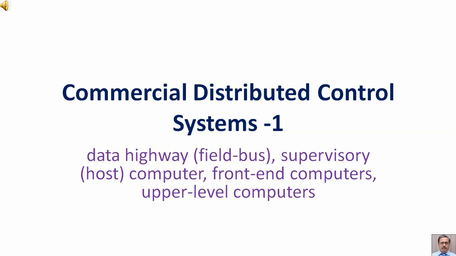Commercial Distributed Control Systems Part 1. We are going to discuss the elements of commercial distributed control systems, namely data highway, that is field bus, supervisory or host computers, front-end computer and upper-level computers.